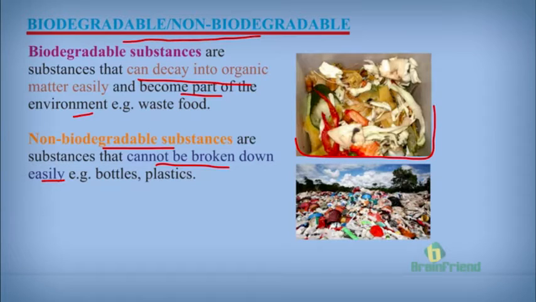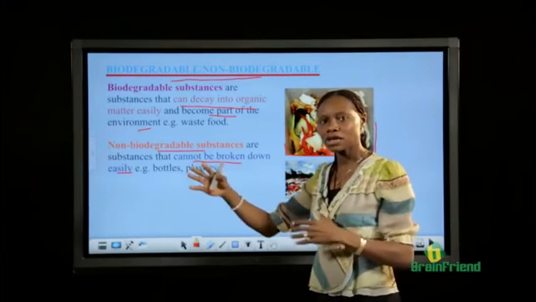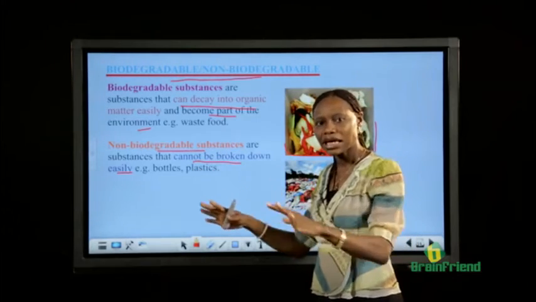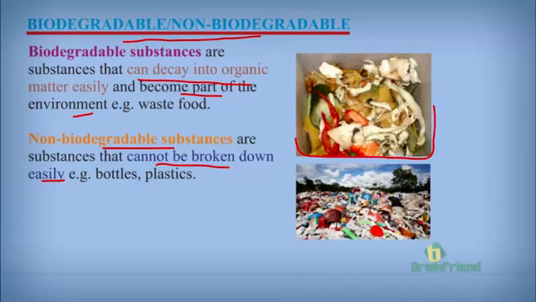The disadvantage of non-biodegradable substances is that when you put them in a particular place, after a very long time they still remain there, causing pollution. But biodegradable substances, when left alone for a while, gradually decay and so do not cause as much harm to our soil as the non-biodegradable substances.